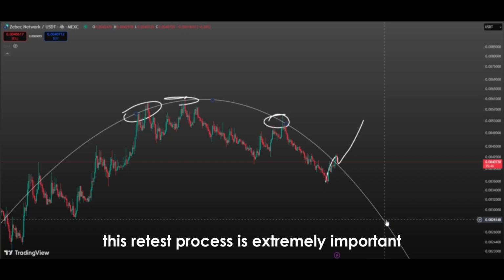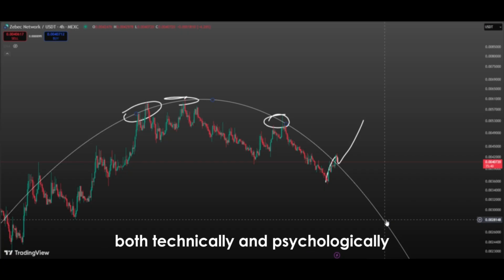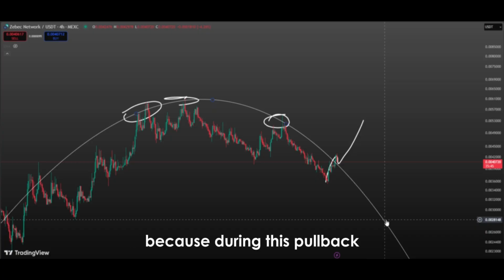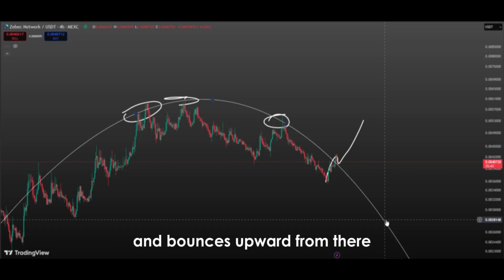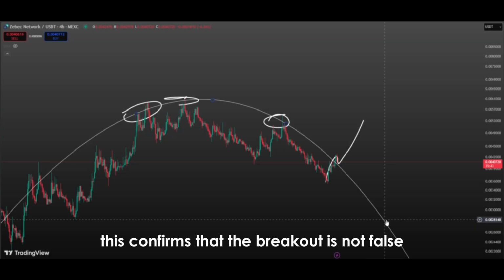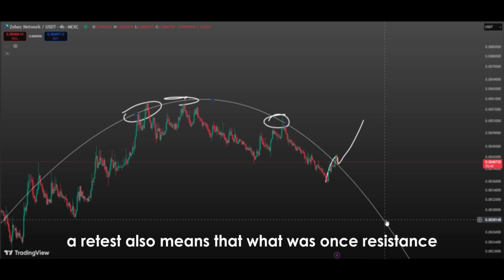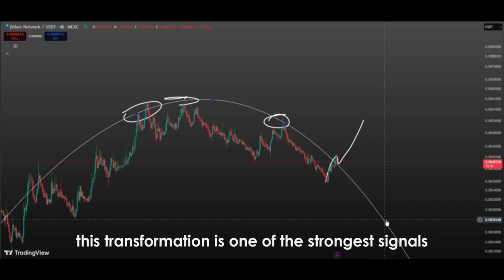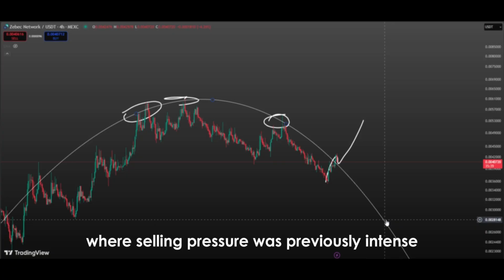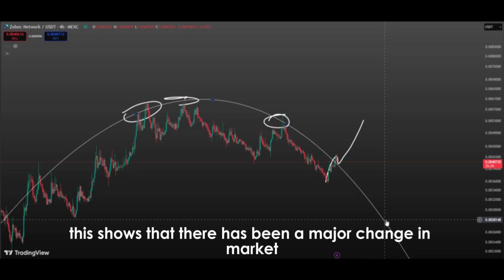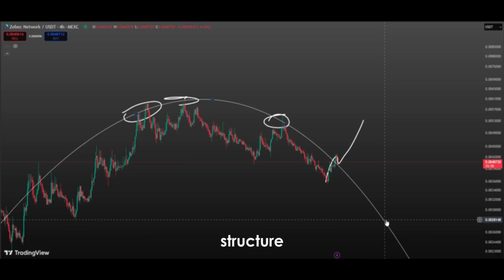This retest process is extremely important both technically and psychologically, because during this pullback, investors are watching closely. If the price returns to the curve it broke and bounces upward from there, this confirms that the breakout is not false but genuine. A retest also means that what was once resistance has now become support. This transformation is one of the strongest signals in technical analysis, because now buyers are entering at a level where selling pressure was previously intense. This shows that there has been a major change in market structure.